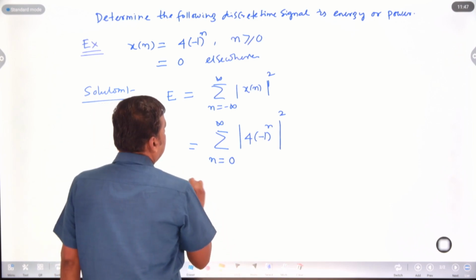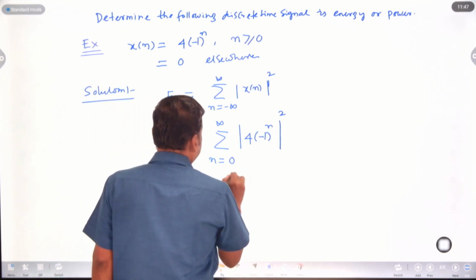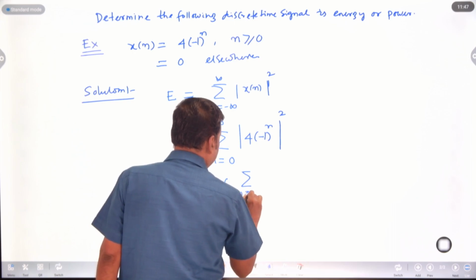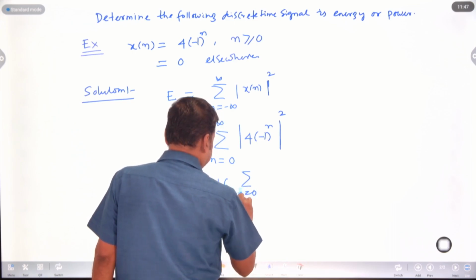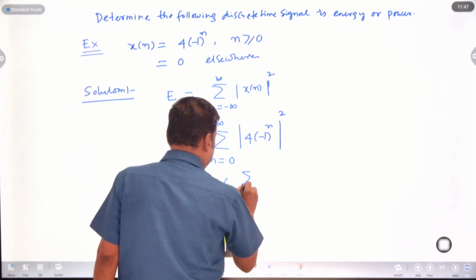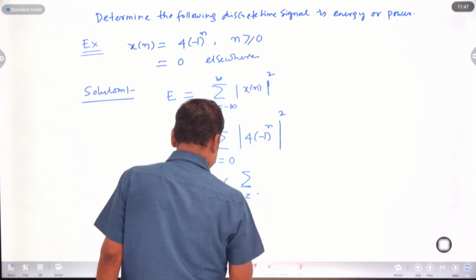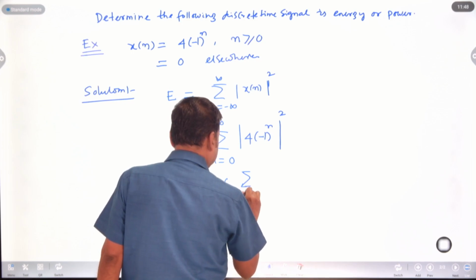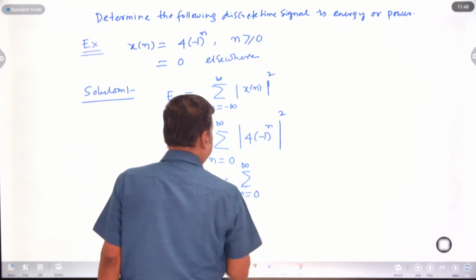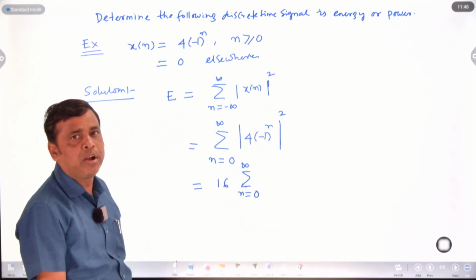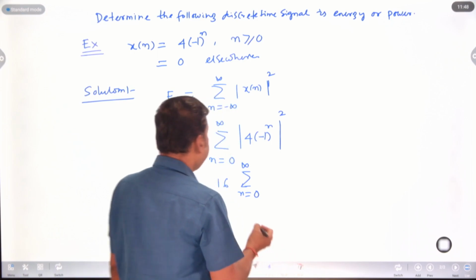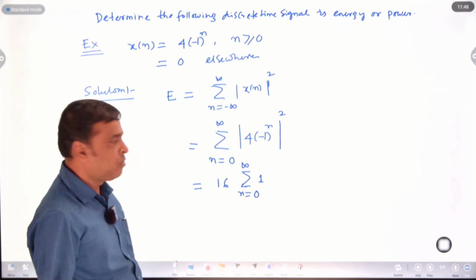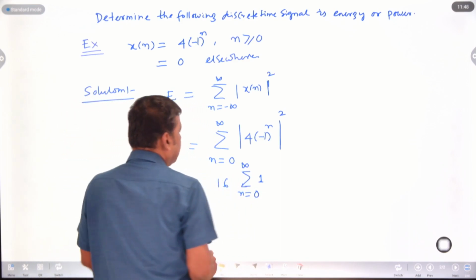Then 4 squared is 16, and taking 16 to the left of the summation, we have the sum from n equal to 0 to infinity of minus 1 to the power 2n, which is nothing but 1.